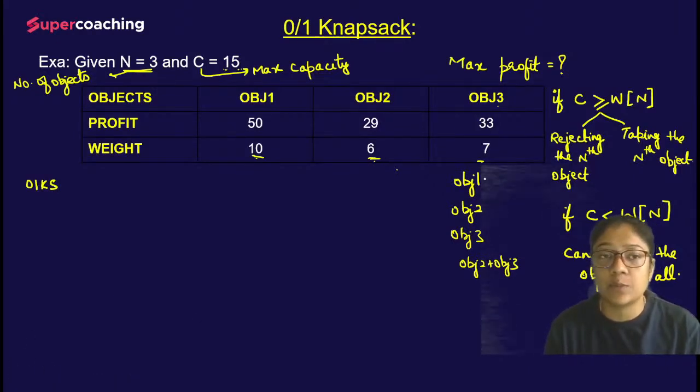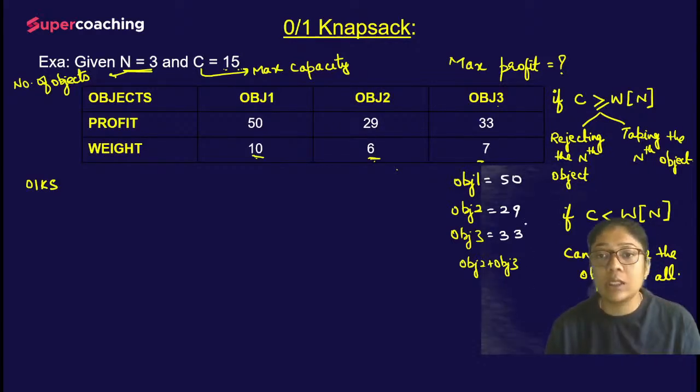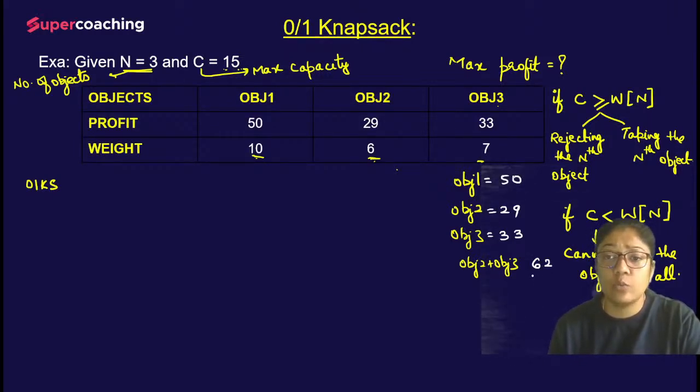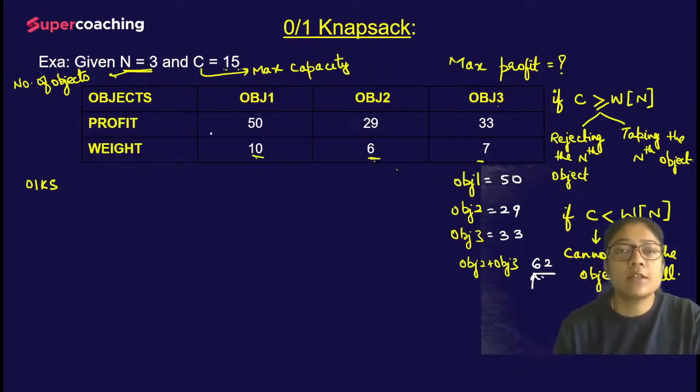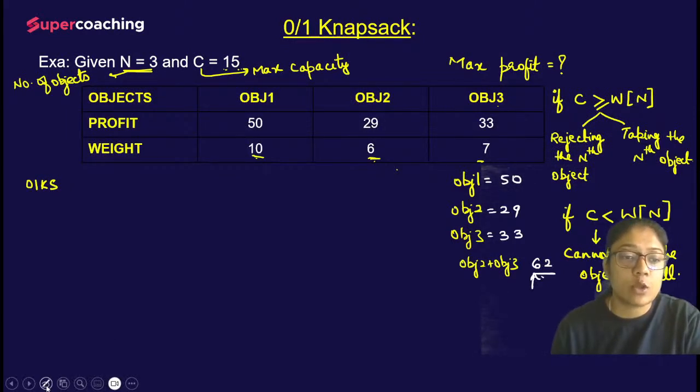If this is the case, profit earned is 50, if this is the case, profit earned is 29, if this is the case, profit earned is 33. And if both these objects are taken, then the profit is 2 and 6, it's 62, which is the optimal solution. We have got it. We don't need the recurrence here, right? But the problems that come will focus more on the recurrence than on the maximum profit. So let's solve it using the recurrence.